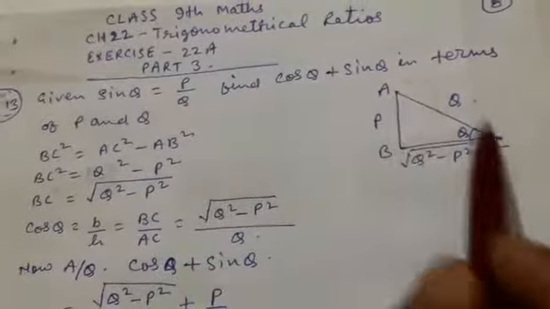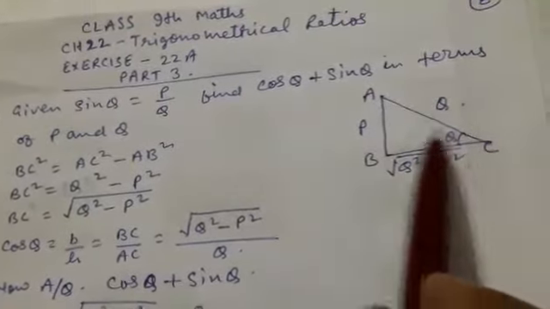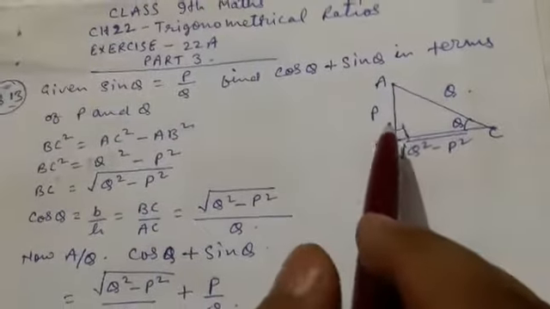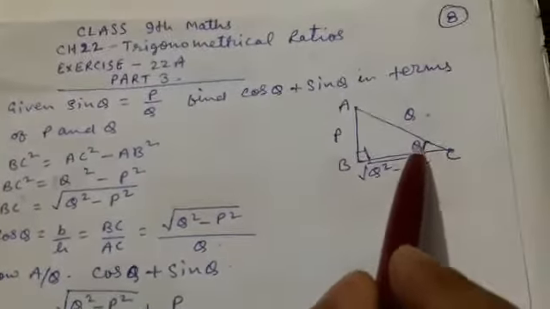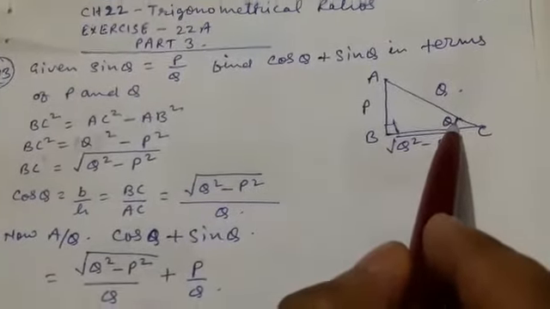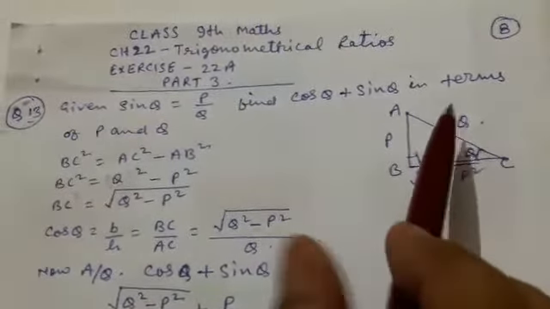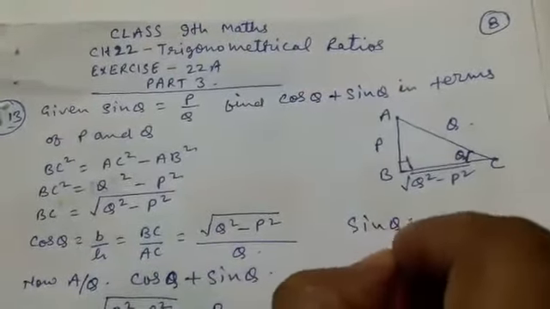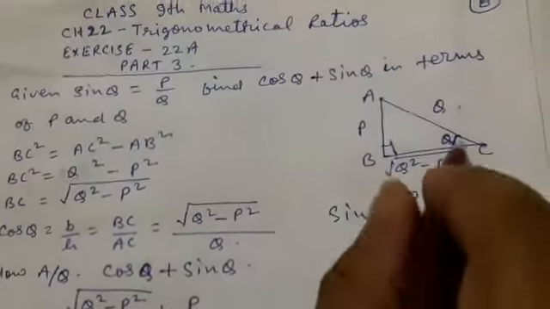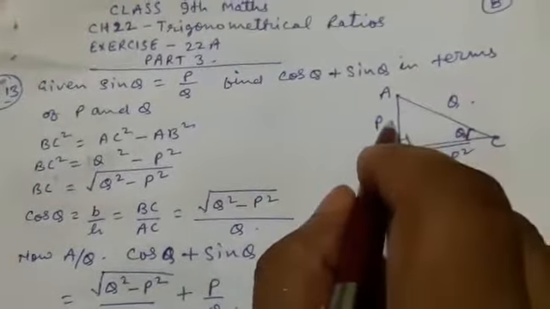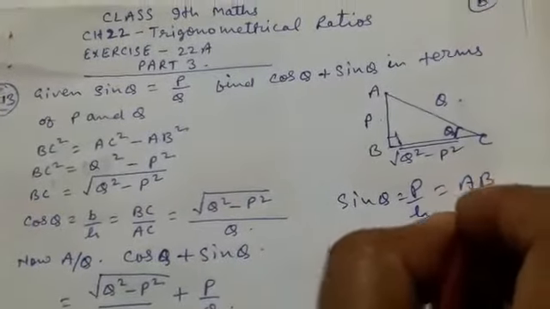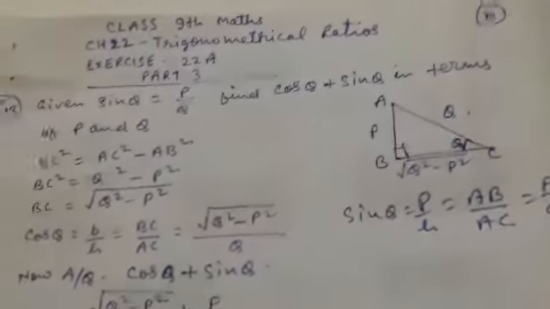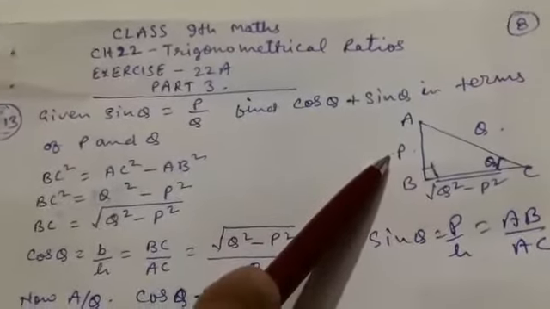We will draw one triangle here, ABC. ABC is a right angle triangle at B. Now it is given sin theta. Let us consider this angle as theta. So sin theta is equal to P by Q. Means, as we know, sin theta is equal to P by H. If this is theta, then this will be perpendicular, means AB by AC, that is equal to P by Q. It is given, so AB is equal to P and AC is equal to Q.